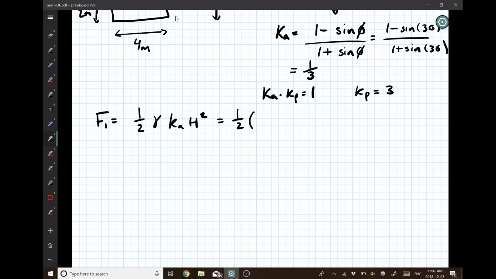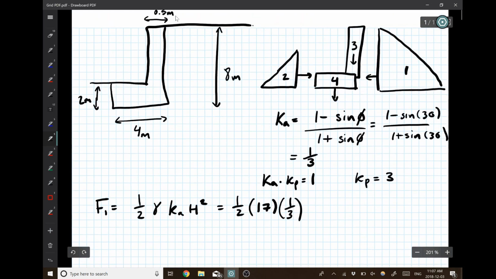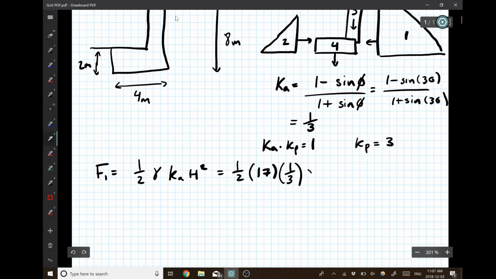So the unit weight of the sand for this question is 17 kilonewtons per meter cubed, not 15. Ka we know is 1/3. And the height here is 8 meters, so 8 squared, which gives us 181.3 kilonewtons per meter.